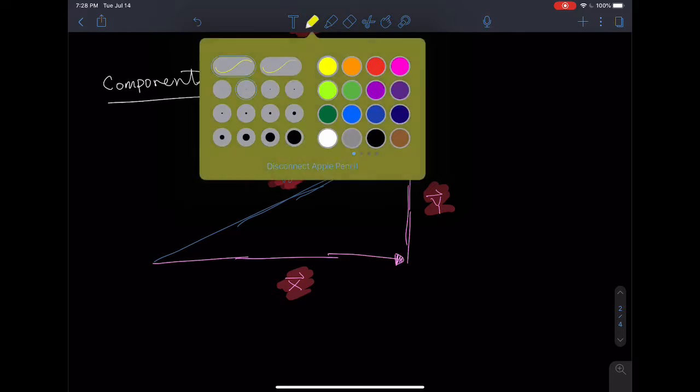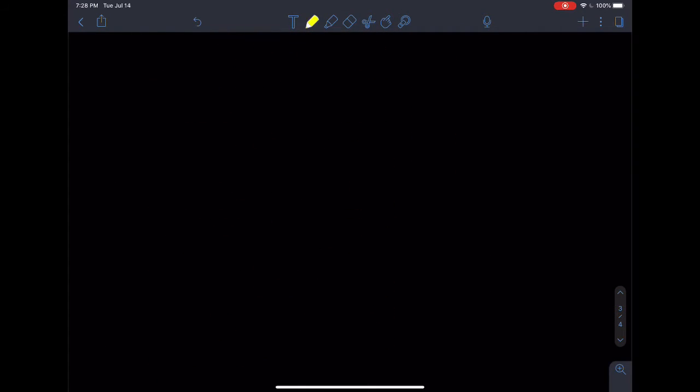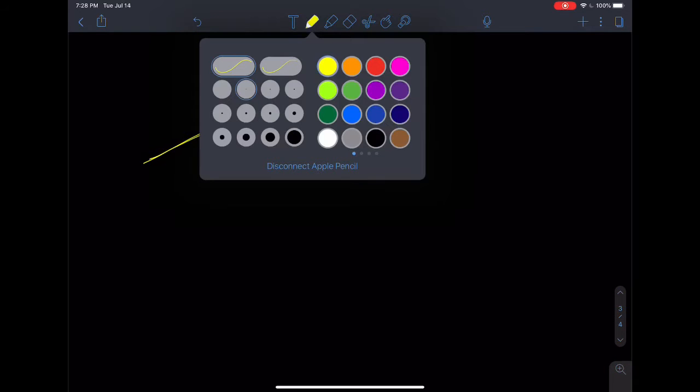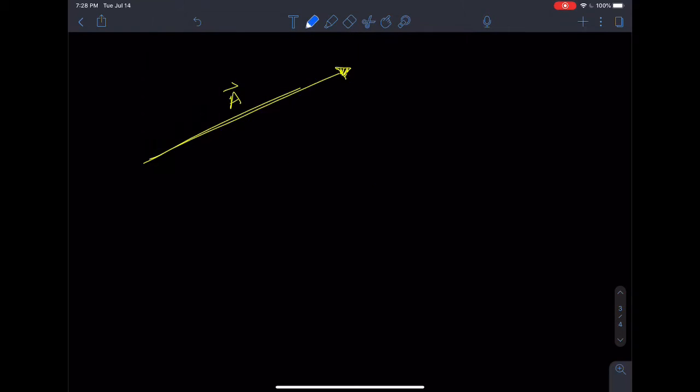I'm just going to switch up my color to a nice yellow here. Let's say we're trying to find this vector right here. So this vector, we can call it A. Now, vector A is going to have two components. It's going to have its, say it with me, horizontal and vertical components.